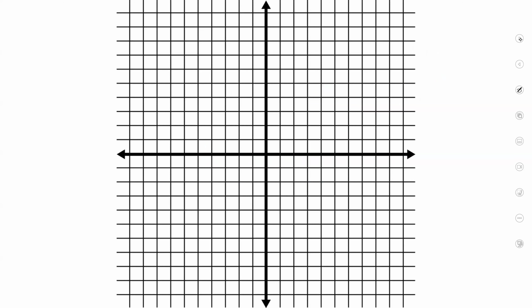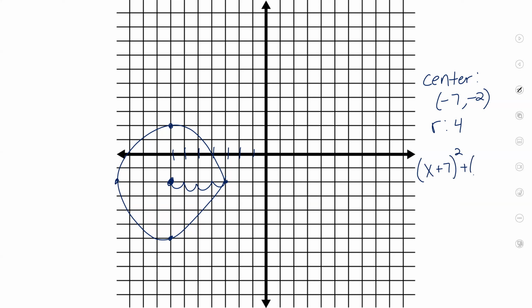Okay, so for example, let's say I had my center right here, and this is my circle. The center is at 1, 2, 3, 4, 5, 6, -7 and -2. My radius is 1, 2, 3, 4. So if I were to write my equation, it would be (x + 7) squared plus (y + 2) squared equals 16.